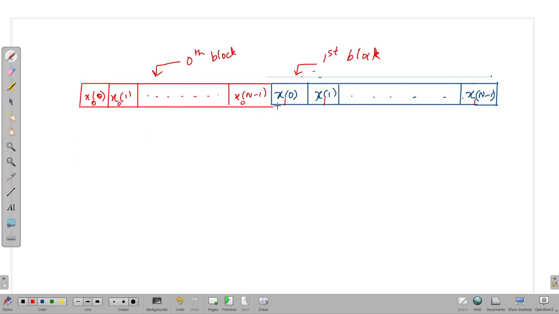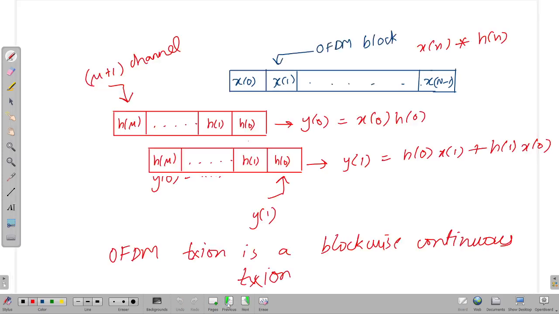And again, the impulse response comes into the picture, and we'll see what happens. This is how OFDM transmission works. You have the 0th block getting transmitted, then the first block, then the second block, and like that blocks are continuously getting transmitted. Because of that, this type of response is not possible. It is not possible because OFDM transmission is blockwise continuous in nature. So let me show you that.